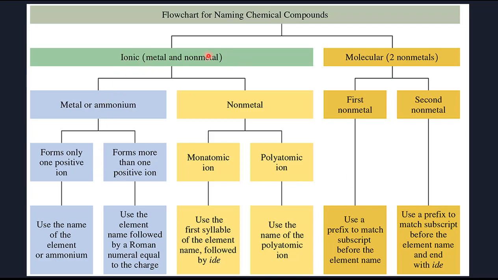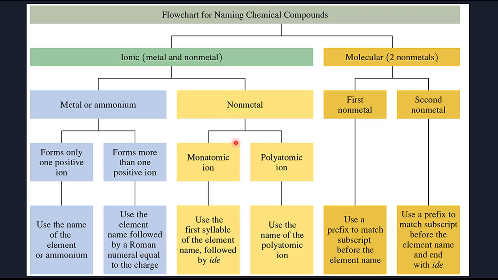So again, just to reiterate, ionic compounds are when you have a metal and a nonmetal. In naming, we name the metal first. Remember, metals will form only positive ions. So if there's only 1 positive ion that can be formed, then we use the name of the element or the ammonium. Again, if it's a polyatomic ion, we would say ammonium. If it's a transition metal, meaning it can form more than one positive ion, then we use the name of the element followed by the Roman numeral that is equal to the charge.